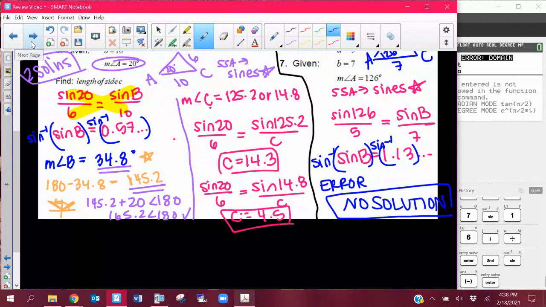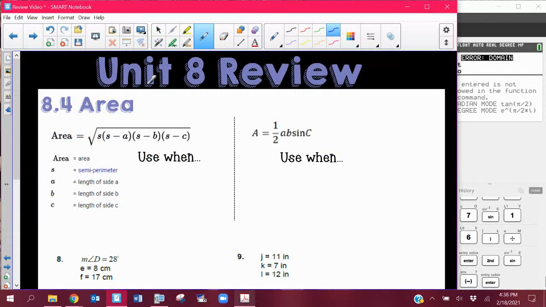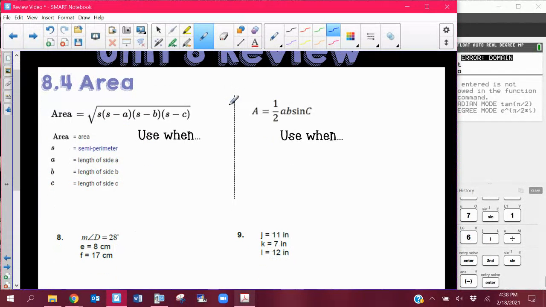Alrighty, let's change gears a little bit and go into area. There are 2 formulas for area. These are the 2 that are written right here. Again, they have specific uses in specific cases. So first of all, this is the formula we called Heron's formula. You're going to use this when you know all 3 sides. Okay, in order to use this formula, you have to have a side-side-side triangle. And they've given you what each of the variables mean in this case.